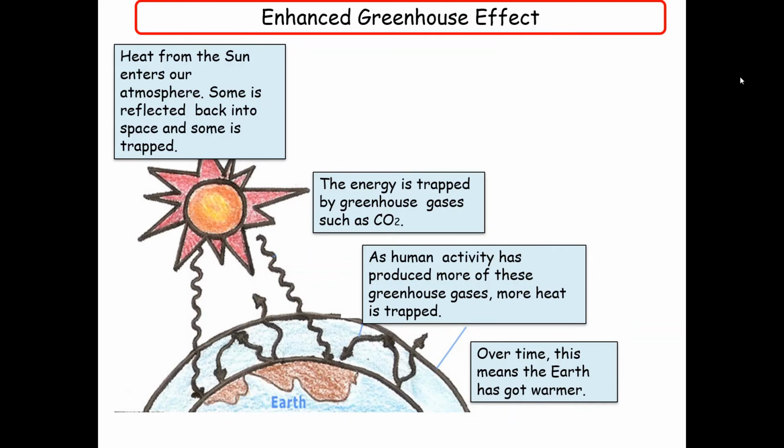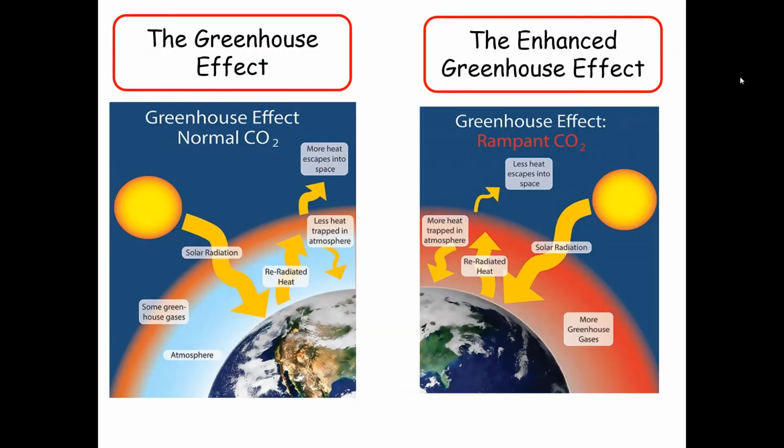The enhanced greenhouse effect, however, is as a result of human activity. More greenhouse gases emitted because of human activity has caused this blanket of gases to get thicker and thicker around the Earth's surface. Therefore, more heat is being trapped on the surface of Earth than ever before. And the difference between the two is shown by these two diagrams here. Natural greenhouse effect is on the left. The enhanced greenhouse effect, showing that thicker blanket of gases, is on the right.